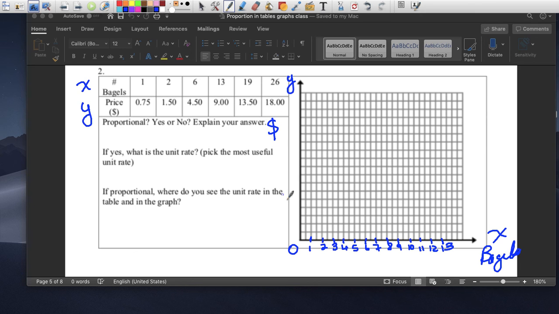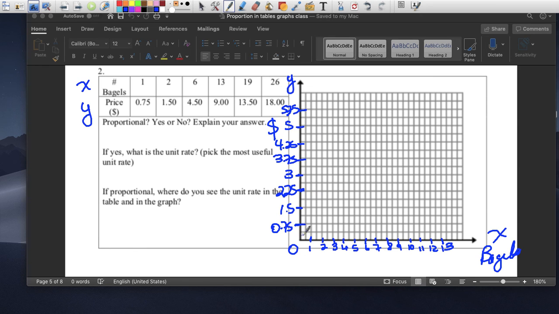Up and down, I'm going to do 2 boxes again. And I'm going to jump by 75 cents. So 2 boxes, 75 cents. Another 2 boxes, $1.50. 2 boxes after that is going to be $2.25, right? You keep adding 75 cents, 75 cents. 2 boxes is going to be 3. 2 boxes, 3.75. 2 boxes, 4.25. 2 boxes, 5. And 5.75.